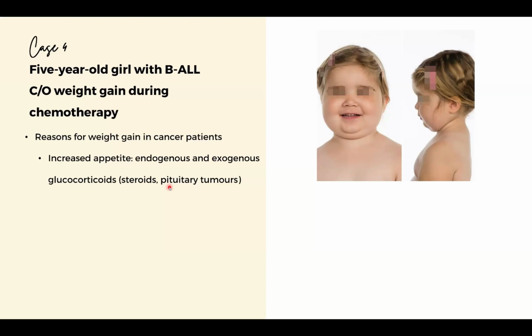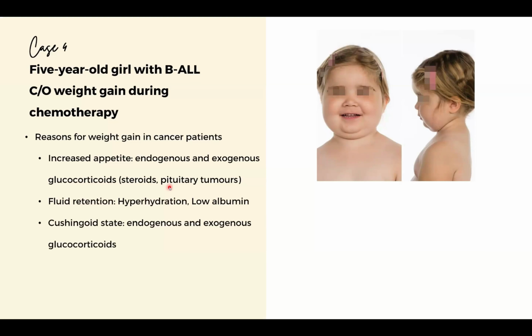That's quite a significant period, and they tend to have increased appetite and develop the cushingoid state as well. On top of that, they get fluid retention due to hyperhydration or low albumin status due to asparaginase. And as I mentioned, the cushingoid state. And in palliative patients, especially with massive tumor bulk, they can also have increased weight, although the patient is cachectic.